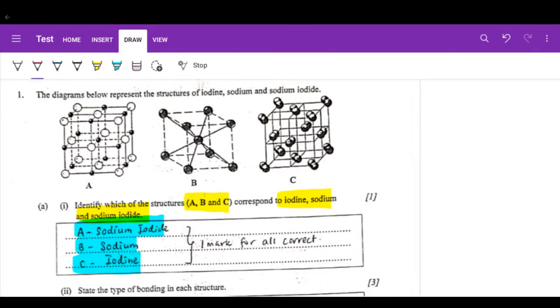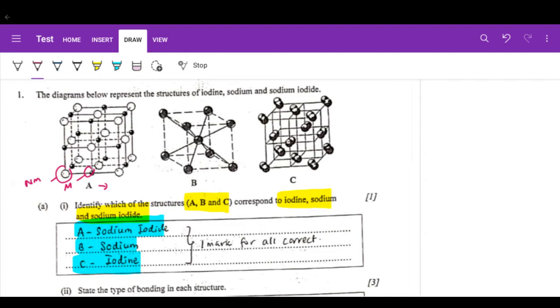Okay, why is A sodium iodide? Because A is made up from two different types of atom, sodium and iodine. This one is non-metal, and the black one is metal. Okay, the next is B, sodium.